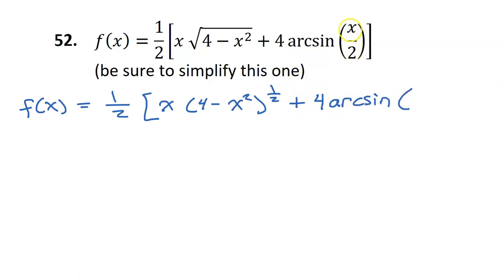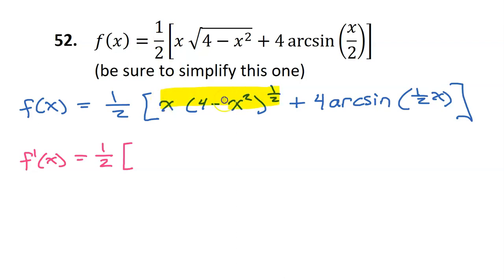I will write x over 2 as 1/2 x. So now I think we are ready to take the derivative sort of term by term. When you have a constant out in front, you're allowed to just leave the constant alone and go ahead and take the derivative of everything else term by term. Focus on this product. Hint, hint, I'm going to use the product rule.